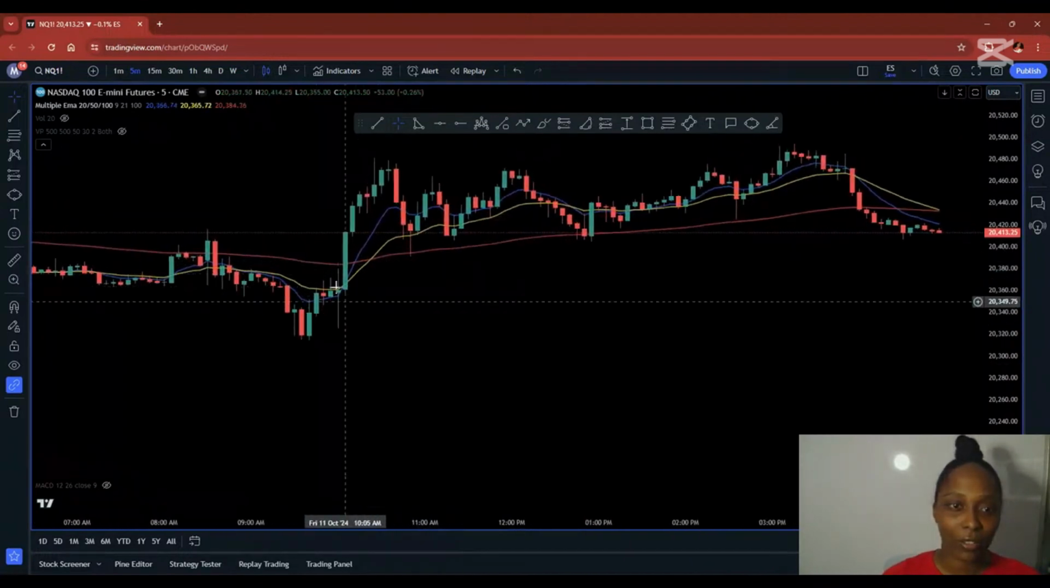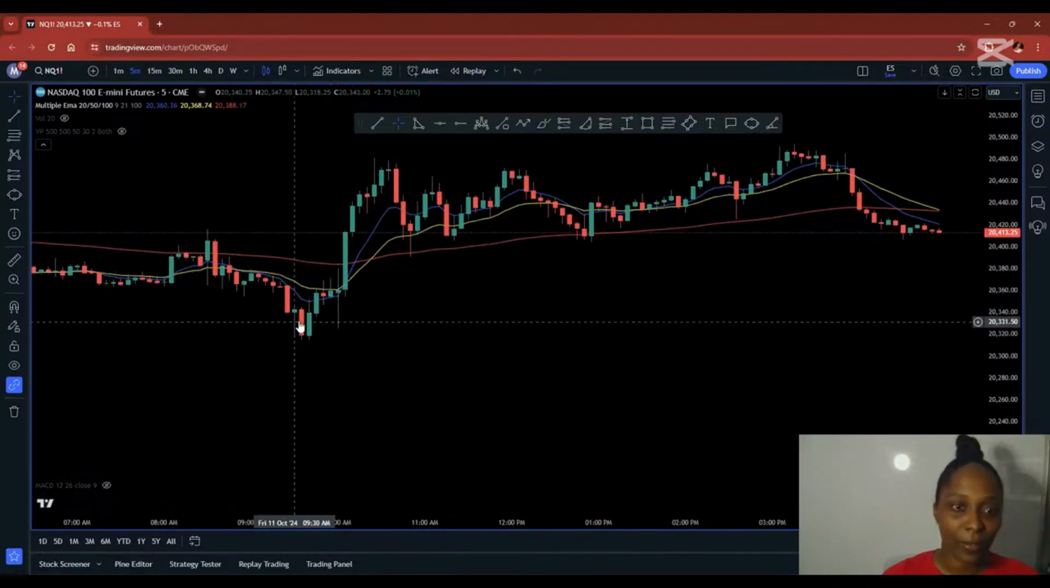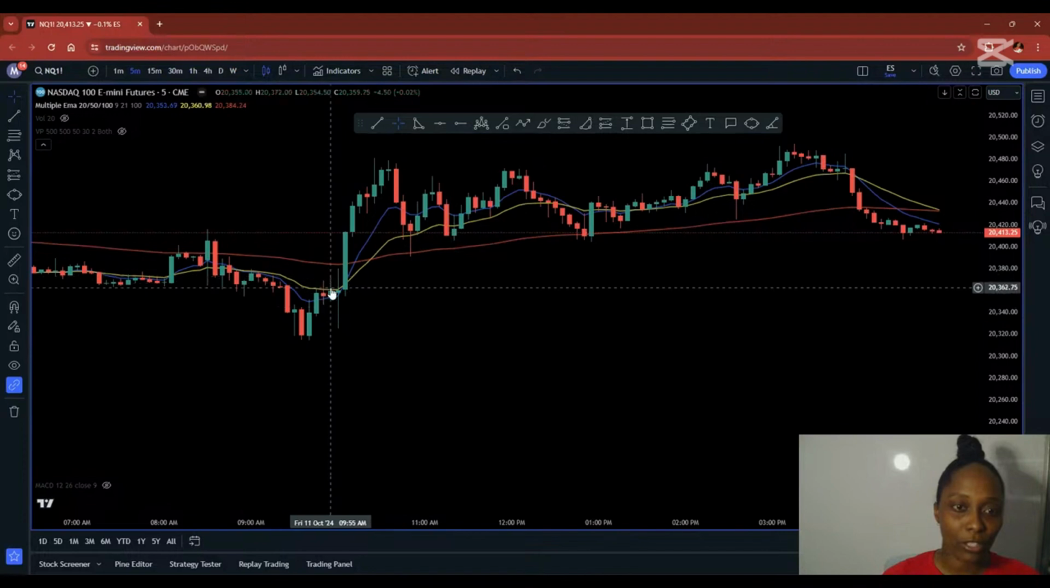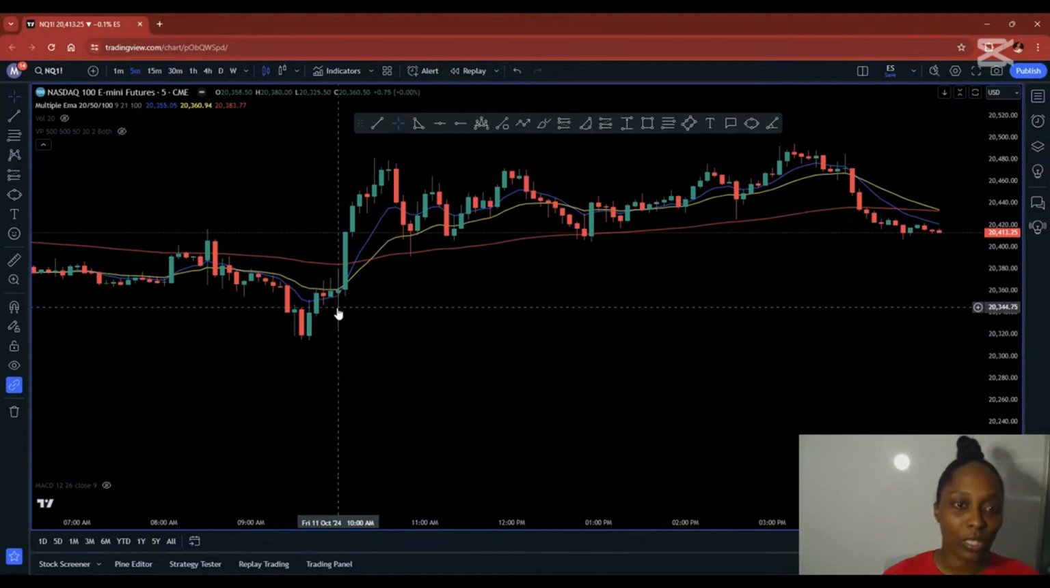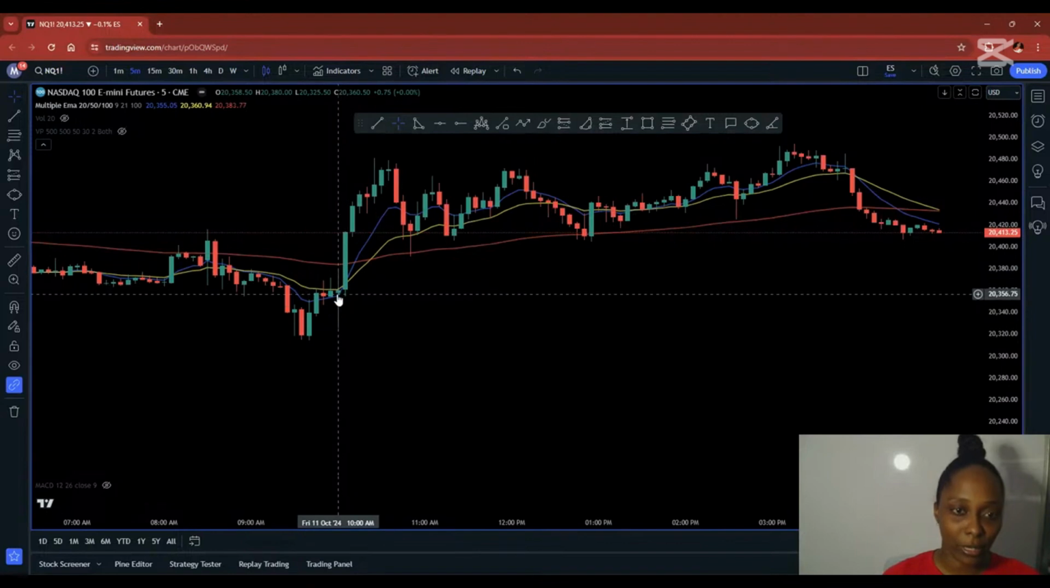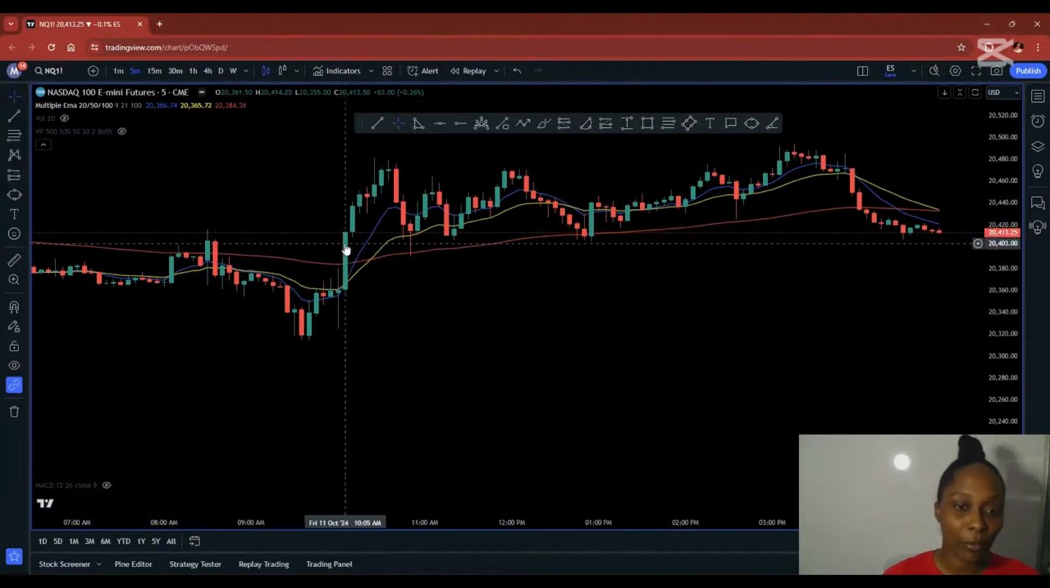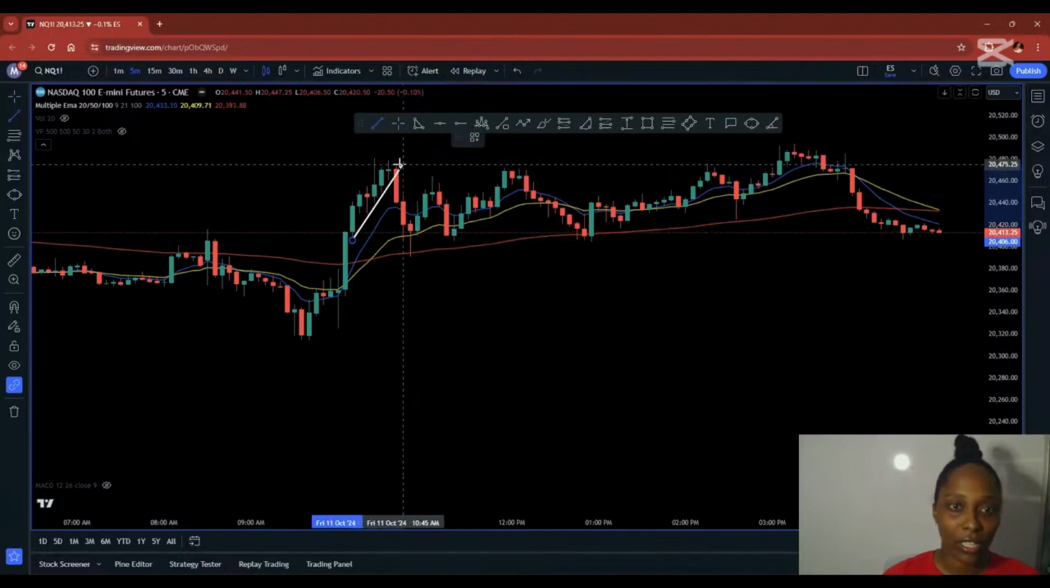But here we have kind of a long-legged doji where we were kind of indecisive. Buyers try to push it up, sellers try to push it down. We opened, sellers pushed it down, buyers pushed it back up, sellers pushed it back down. We didn't know what we were going to do. Here comes the big confirmation candle that we're going to go to the upside. You can enter in on this candle close and you take this trade to the highs.